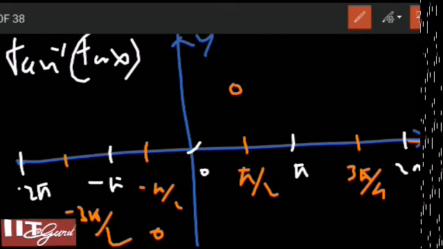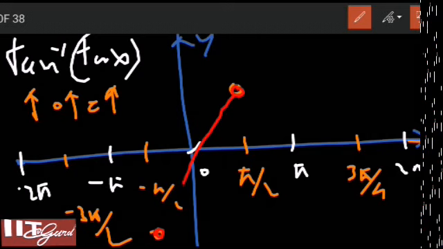From 0 to pi by 2, tan x is positive, right? Increasing also, and tan inverse x is also increasing. So increasing of increasing is also increasing. Hence the graph will go this way. I will use red color to draw the graph of tan inverse tan x. So you join these two lines, and this is the line y equal to x. Now once again you have to draw the graph this way.